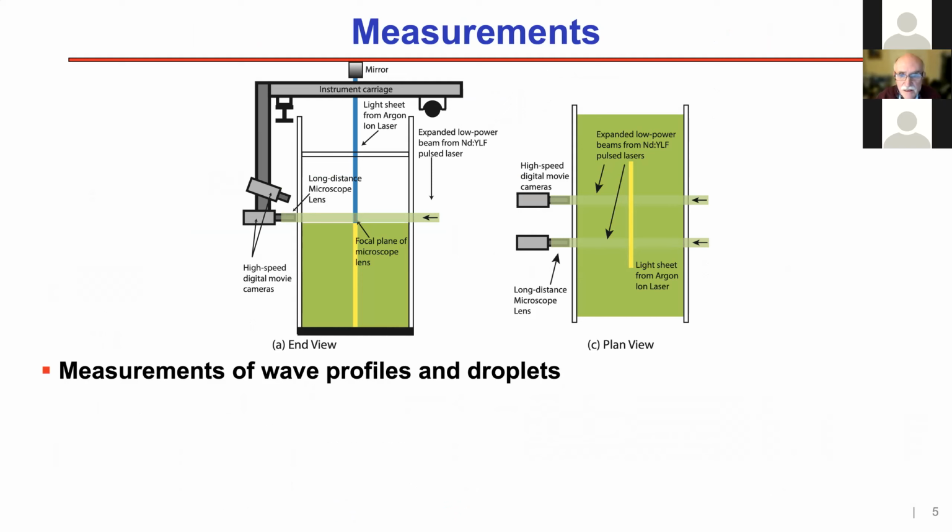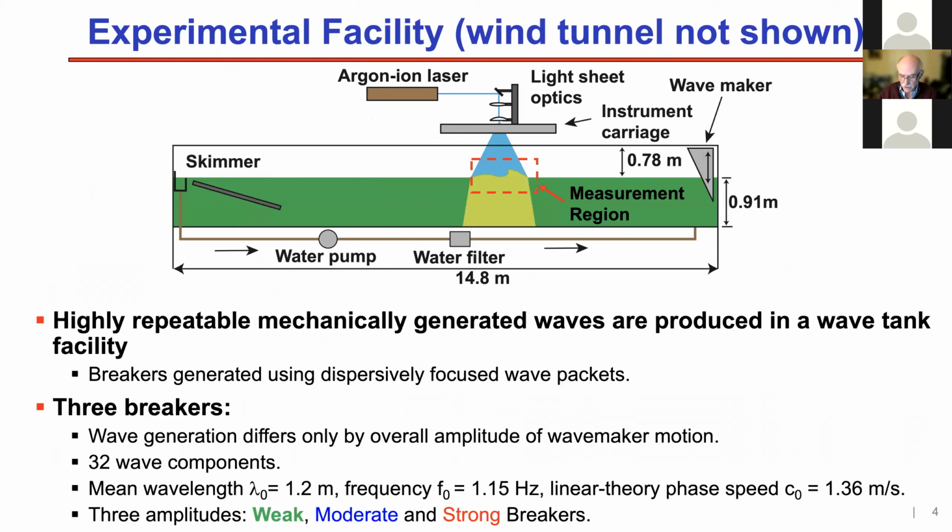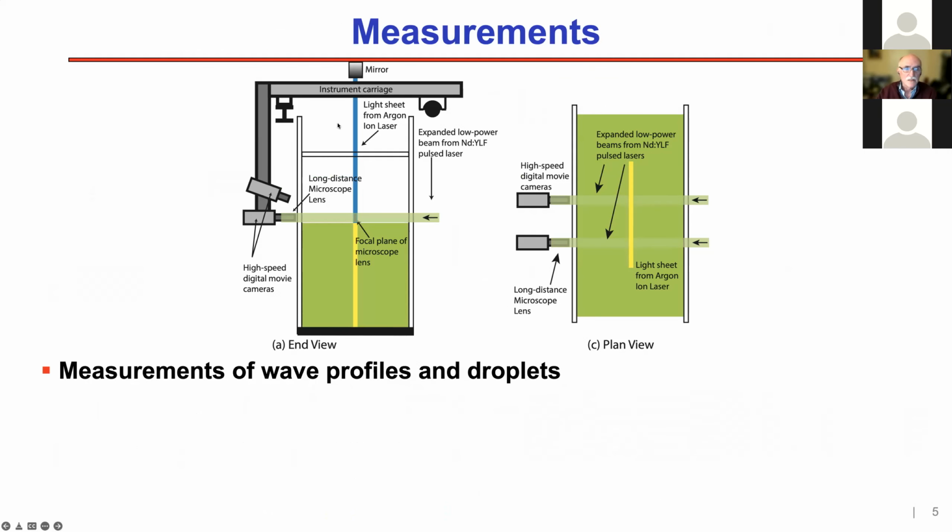This is a sketch of the tank shown in 2 views. On the left is an end view of the tank. And you can see up on top the laser light sheet being generated, in blue, shown here and coming down in the water and glowing as it enters the water. And over here in the plan view, you can see the laser light sheet coming across the tank.